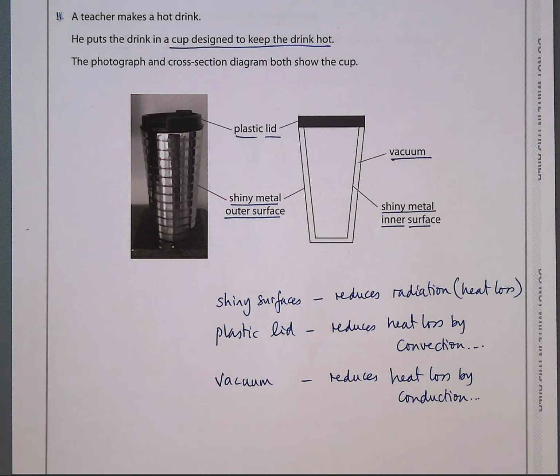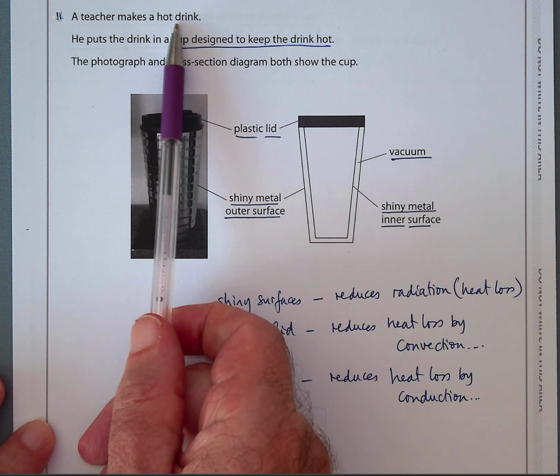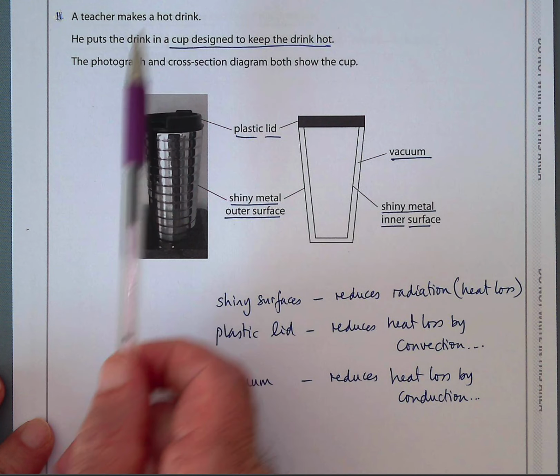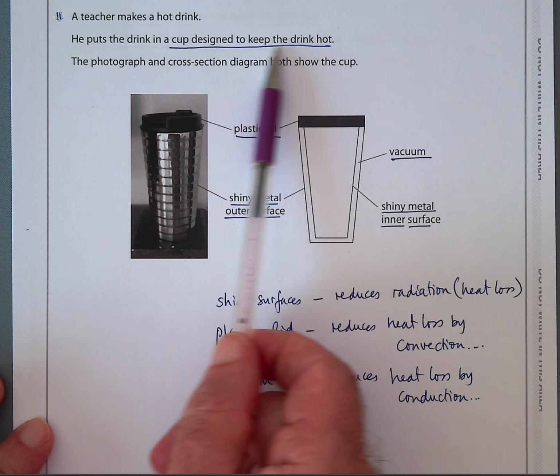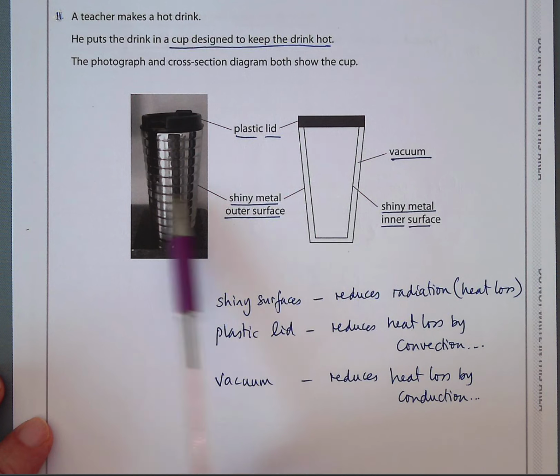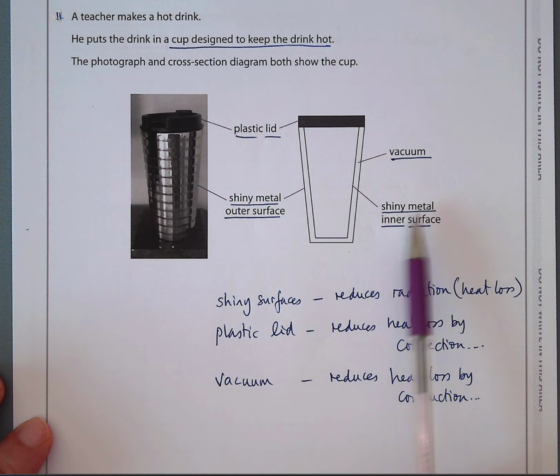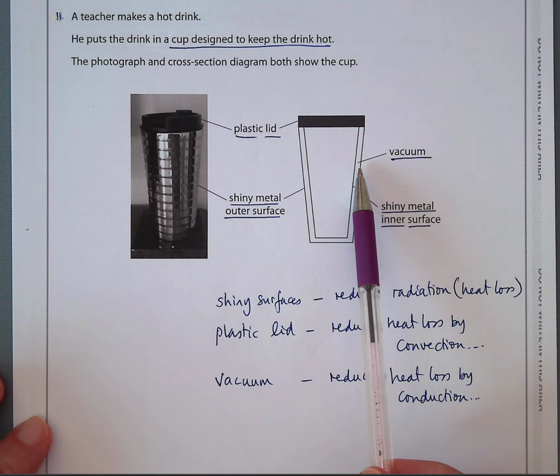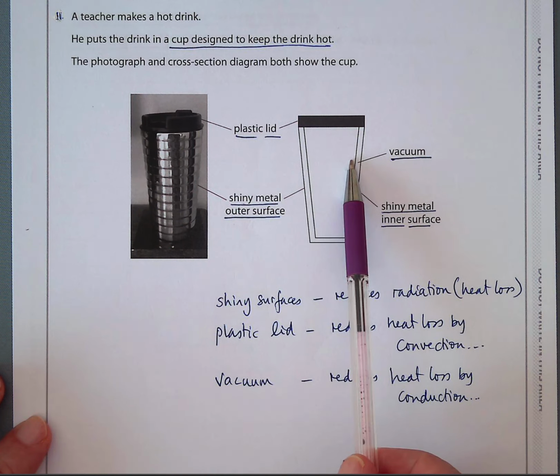Now this one was probably the worst answered question, and it's about conduction, convection and radiation, which is thermal energy transfer. So a teacher makes a hot drink, yeah? He puts the drink in a cup designed to keep the drink hot. It's got a lid on it, a plastic lid, a shiny metal outer surface, and then it's got a shiny metal inner surface as well, and in between the two metal surfaces, there's a vacuum.